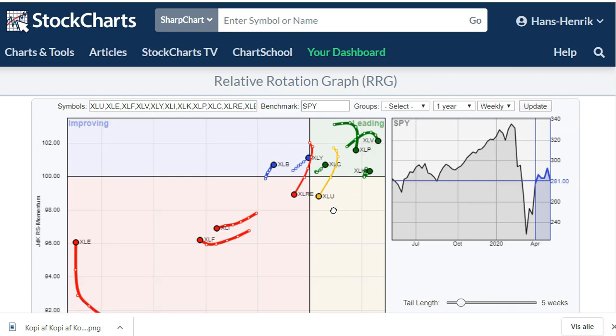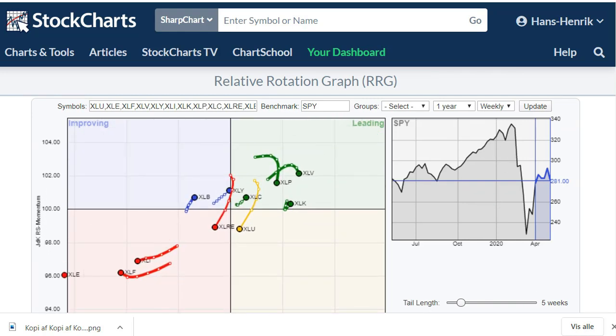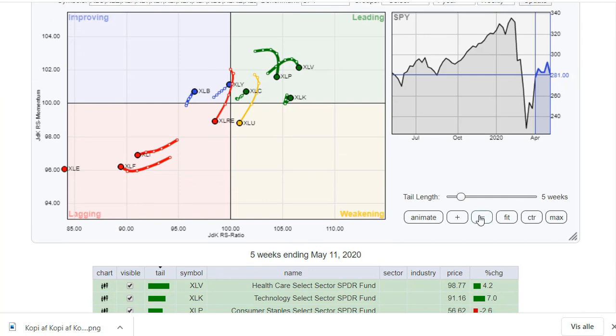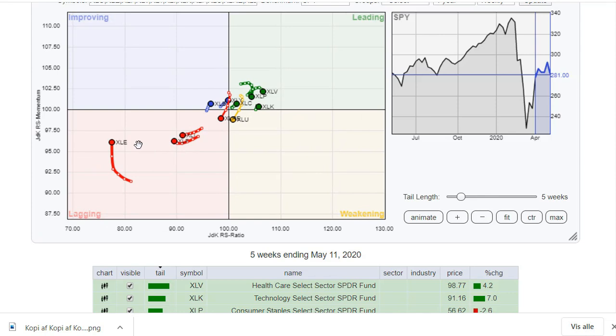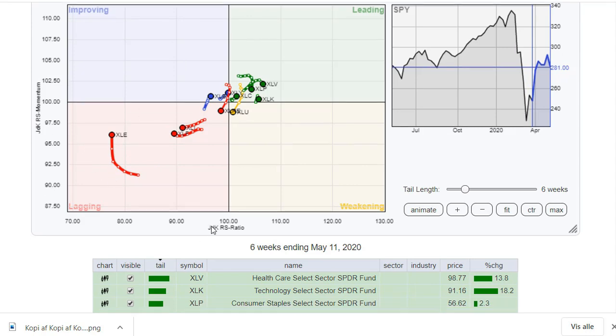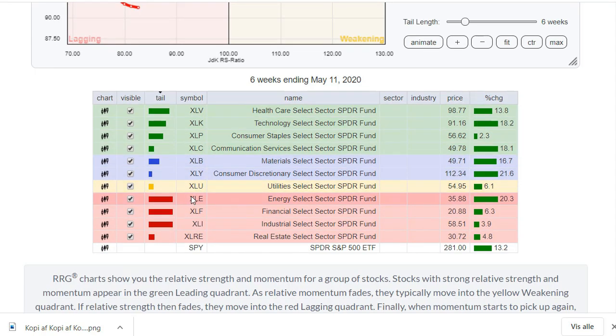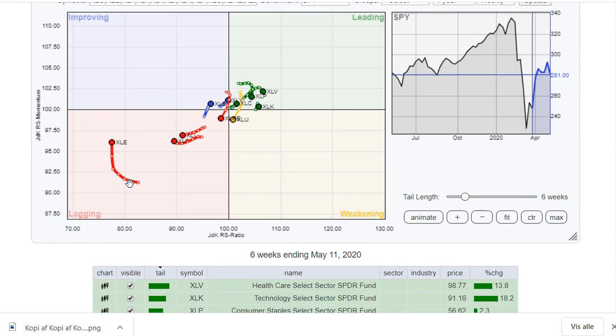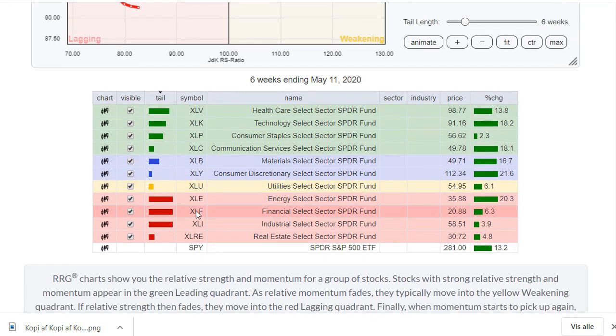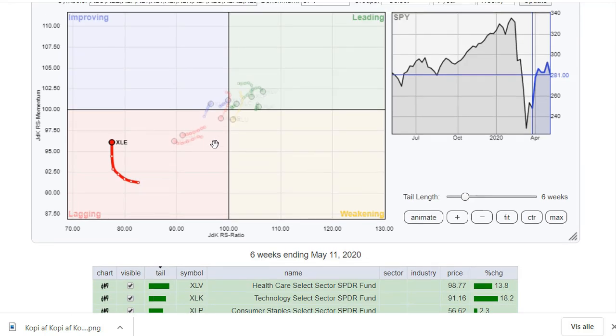Now let's make it so that we can see all of them. What you can see here is a lot of small worms. I can make them a bit longer, I can make them a bit smaller, but let's just take the XLE. The XLE here is the Energy Select Sector fund, and it's one of the large ones. So this is the energy ETF. All right, let's have a look at that one and mute the others.